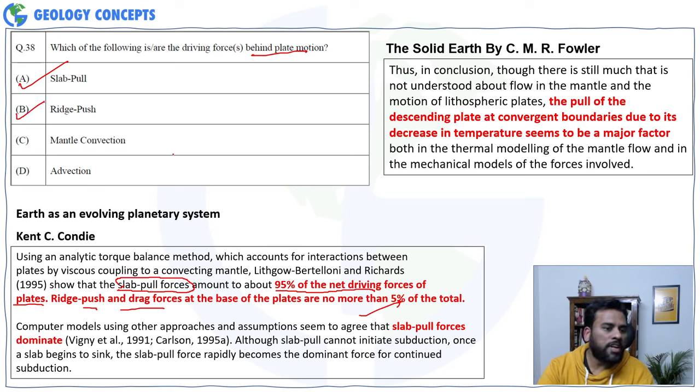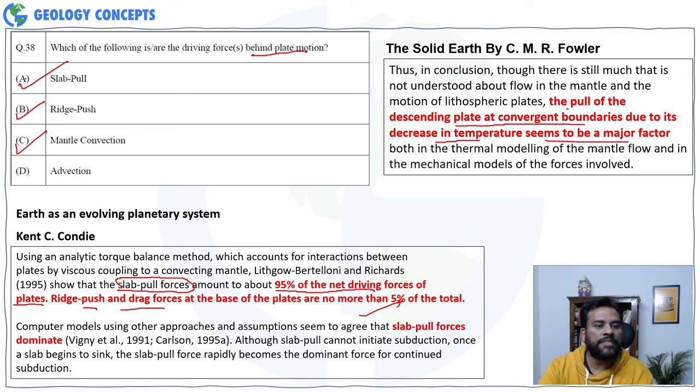But there are a lot of doubts about mantle convection. Okay. Most of the books, in Fowler also, if you see, there is still much that is not understood, because it is still in debate. But there are inferences that tell you that the pull of the descending plate at the convergent boundary, due to its decrease in temperature, seems to be a major factor. The slab pull is definitely the major factor in the plate motion. But there are arguments that also support mantle convection. So the answer can be A, B and C.